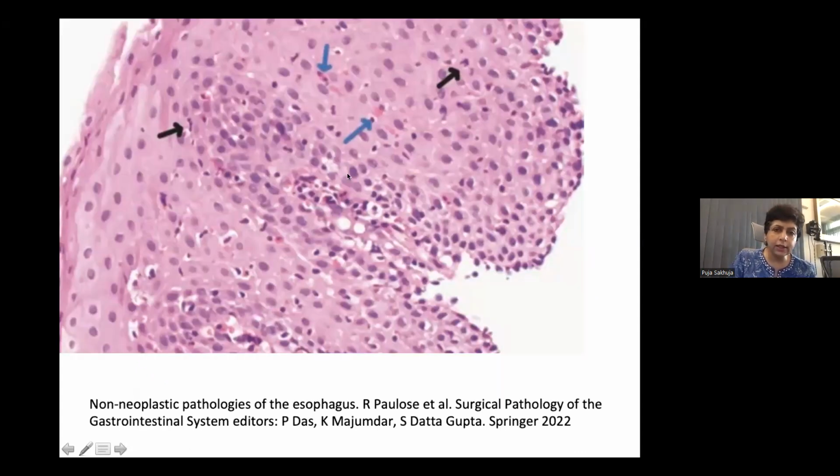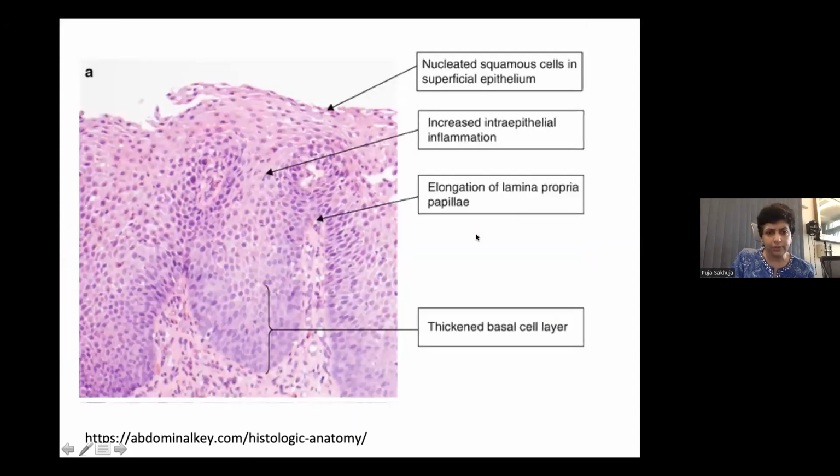Then this is another photomicrograph. The arrows are pointing towards inflammatory cells. I think the blue ones are eosinophils and the black ones are neutrophils. And then this is showing the lamina propria tongues, or papillae as we call them, and these are going up, as you can see in the thickness.